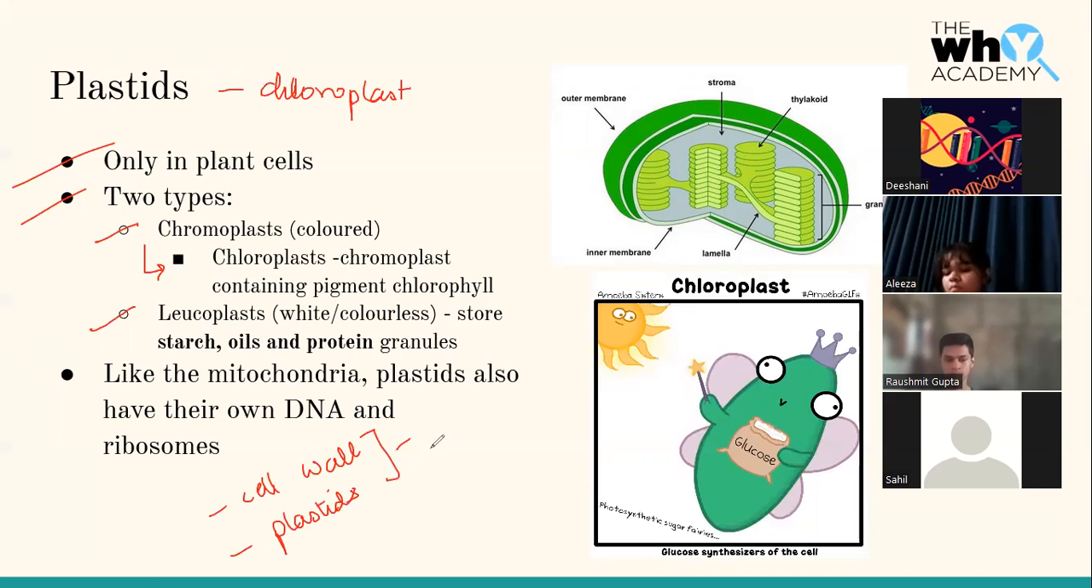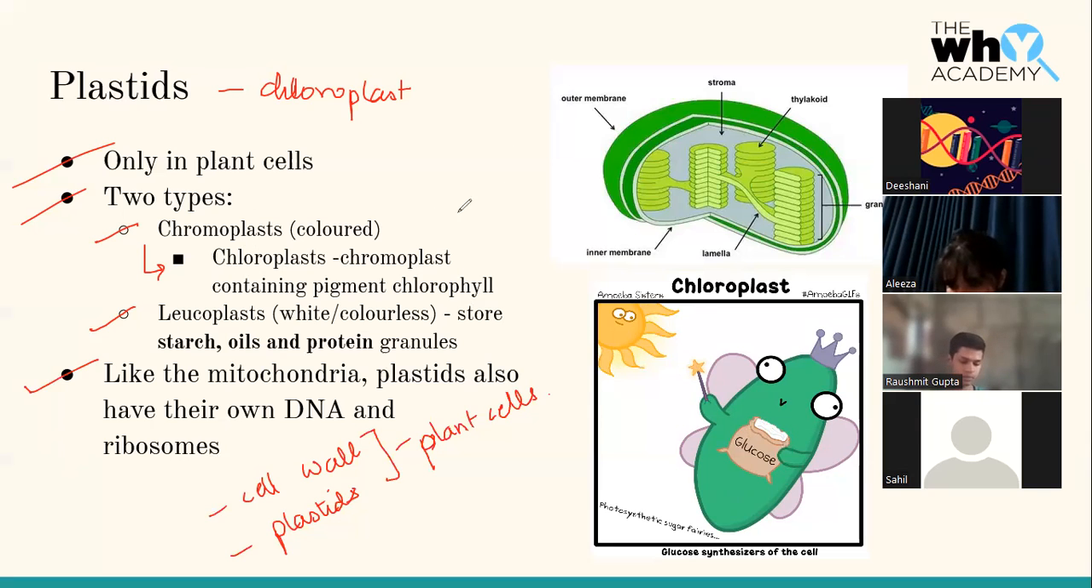Okay, these two are present only in plant cells. Now you've learned that, right? Just like mitochondria, plastids also have their own DNA and ribosomes. I just told you, right? Those two are the only organelles which can make their own proteins, basically. Okay. Yes, you can take all of this down.